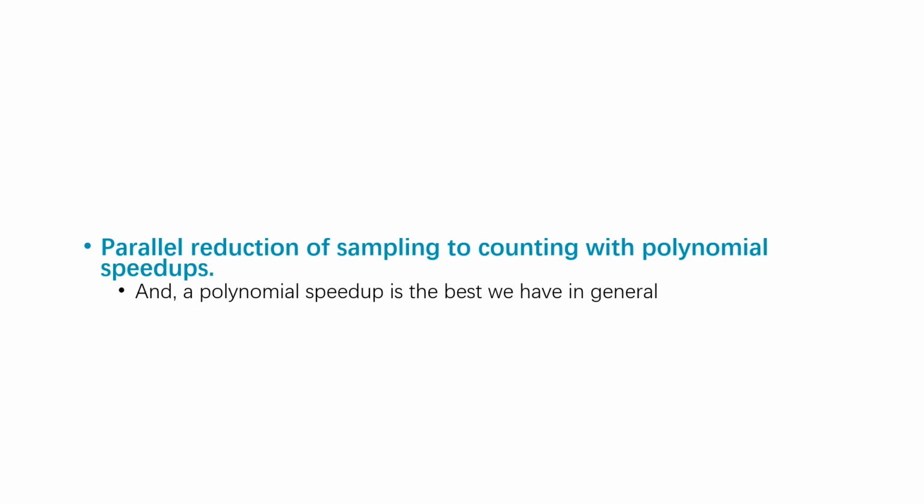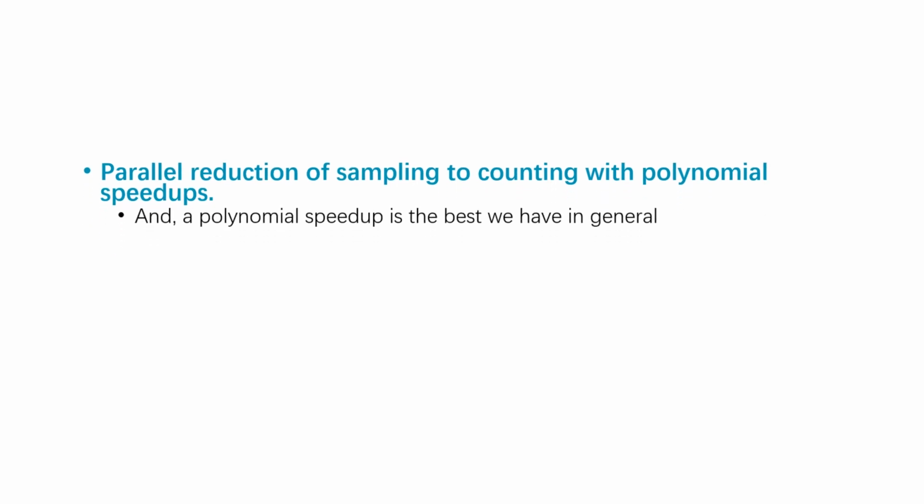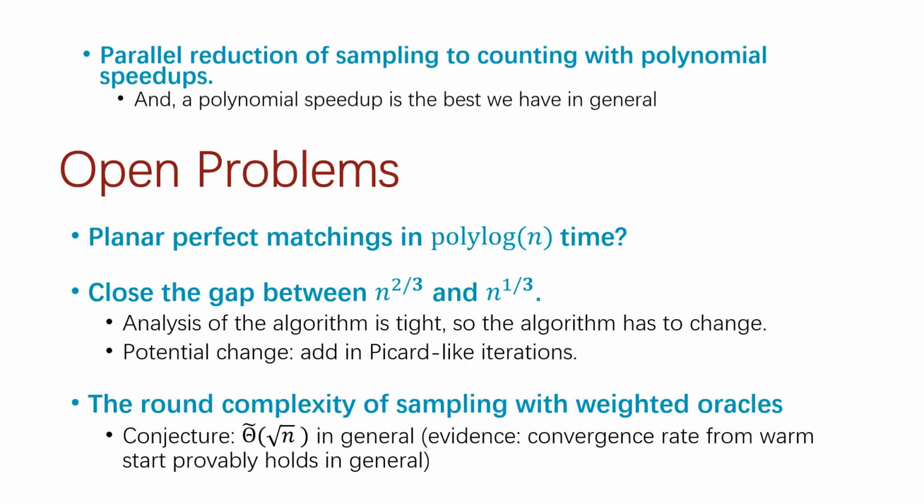In this talk, the main takeaway is the parallel reduction of sampling to counting with polynomial speedups, and a polynomial speedup is the best we can have in general. Our work also leaves the following open problems. First, whether we can sample planar perfect matchings in a polylogarithmic number of rounds of computation is still open. Second, it could be interesting to close the gap between n to the 2/3 and n to the 1/3 for parallel sampling with counting oracles. The analysis of our new algorithm is shown to be tight, so we need to find some new algorithms to improve this upper bound.